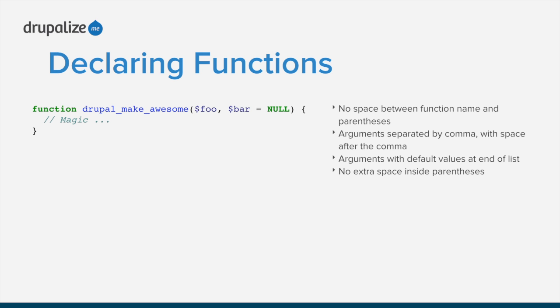When you're declaring functions, it's pretty similar. We make sure there's no space between function name and parentheses. We make sure that arguments are separated by a comma with a space after the comma. Of course, when you're declaring functions, you can also potentially include default values. If a function includes default values, we want those arguments to be at the end of the list. This ensures that it's easier to call the function and pass in all the required arguments and skip the optional ones. And finally, no extra space inside of the parentheses.